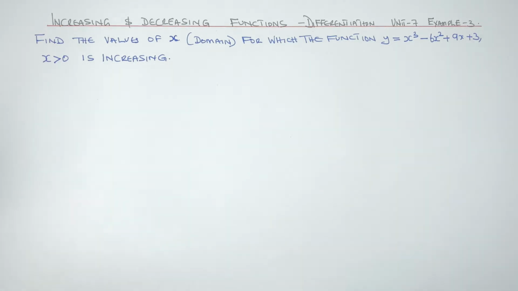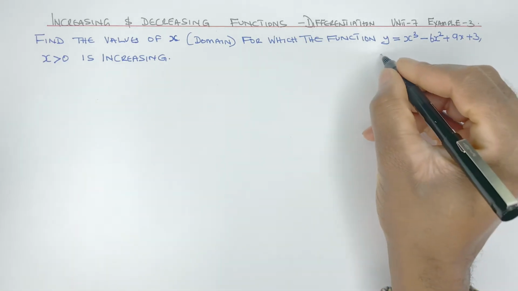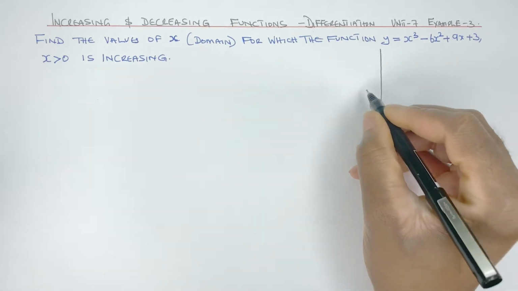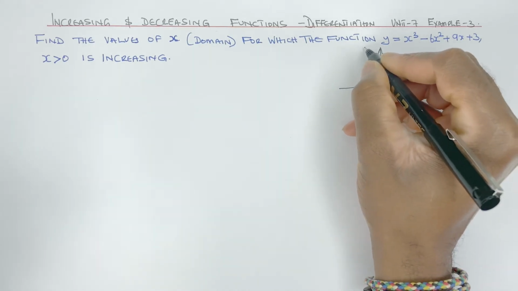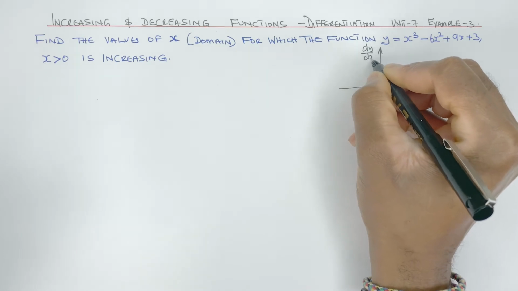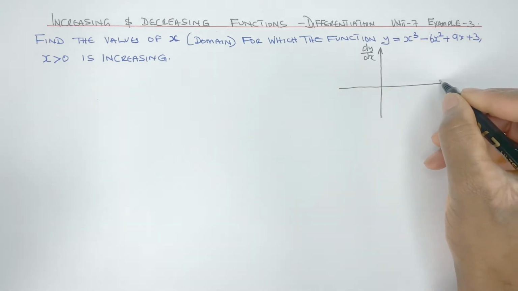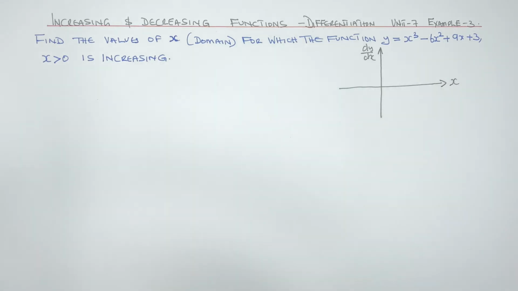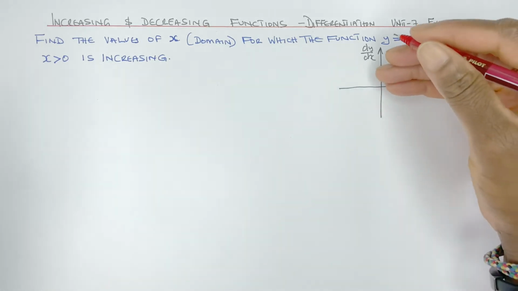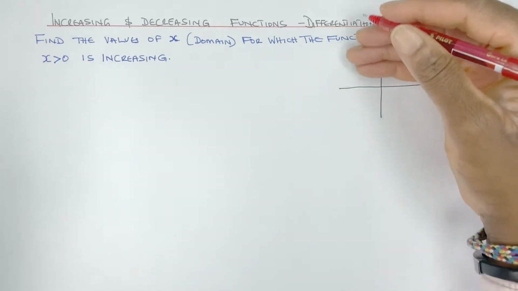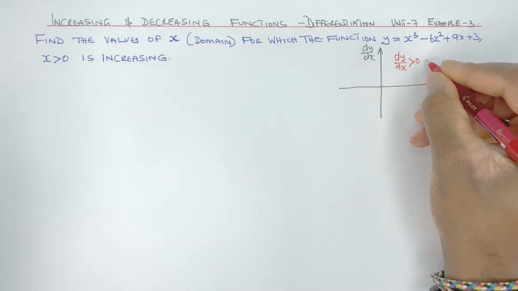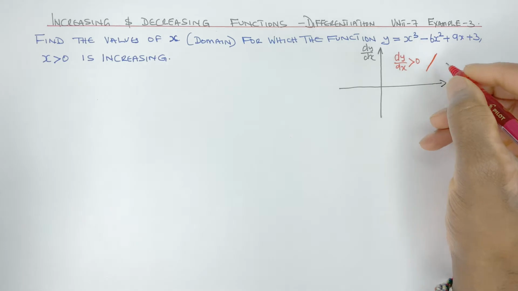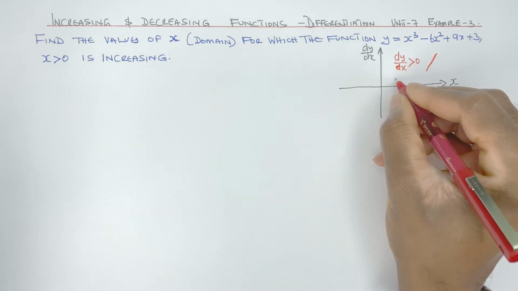Whenever we're looking for increasing or decreasing or stationary, we always use dy/dx. I'm just going to show you from a graph point of view. If I'm plotting not y, but the dy/dx on the y-axis, and x on the x-axis, it is important that the positive part of this graph implies that dy/dx is greater than 0, and that's a positive slope, and that's increasing.